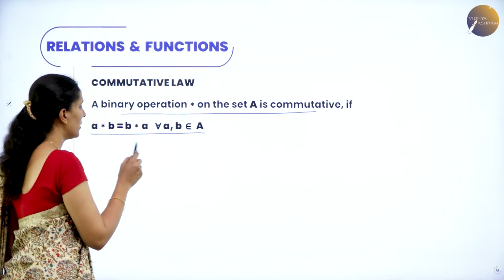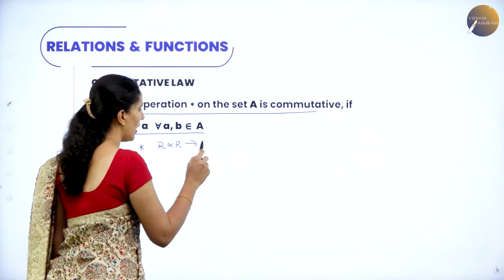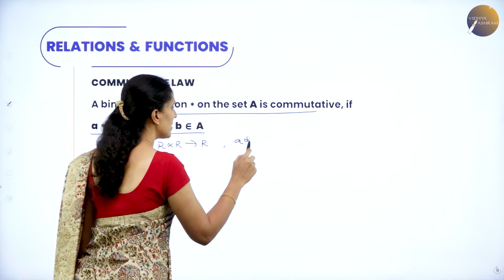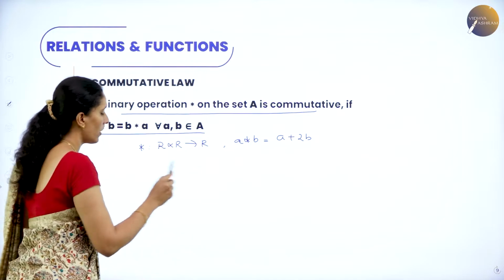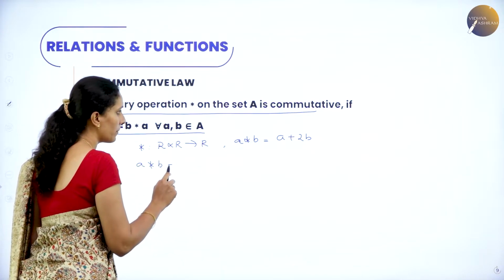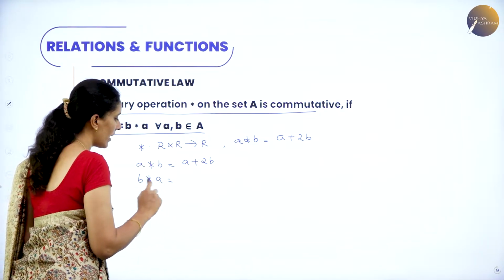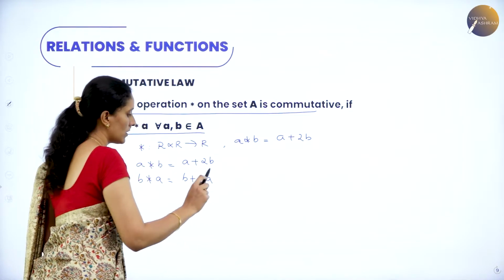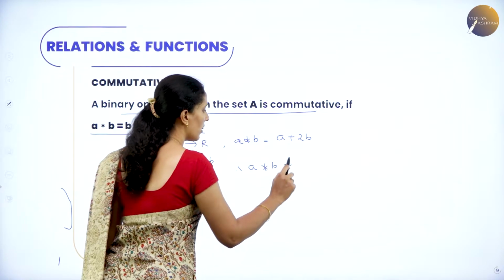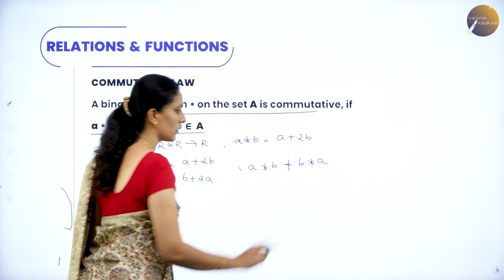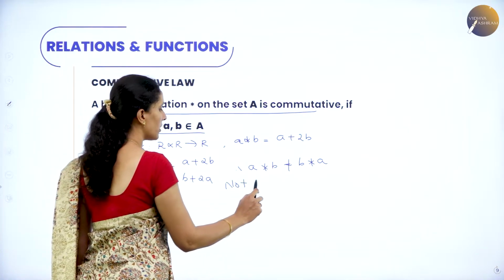So let me define a function star from R cross R to R defined by a star b is equal to a plus 2b. So now here you can clearly say a star b is equal to a plus 2b. What is b star a? b star a is nothing but b plus 2a. So clearly see they are not equal. So here a star b is not equal to b star a. So therefore this is not commutative. We can say it is not commutative.